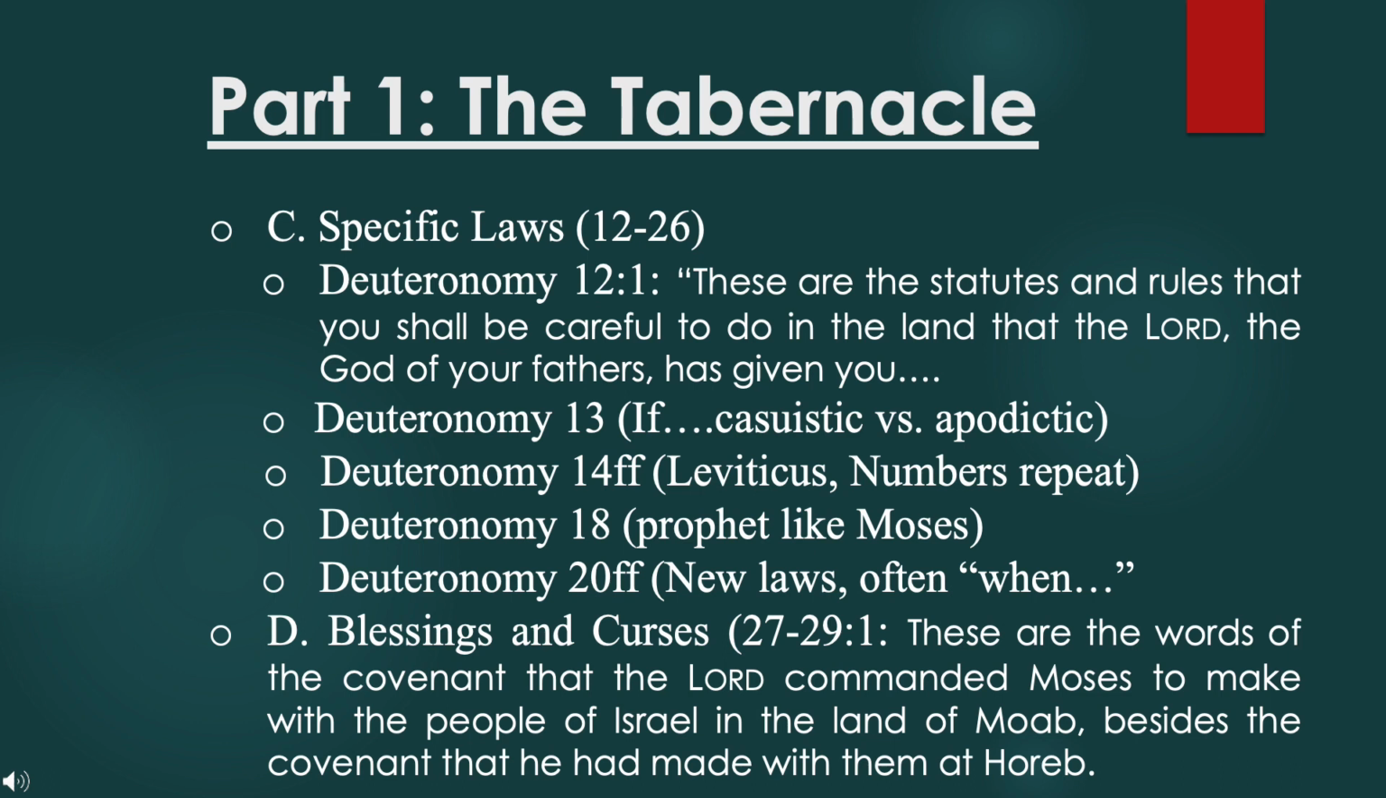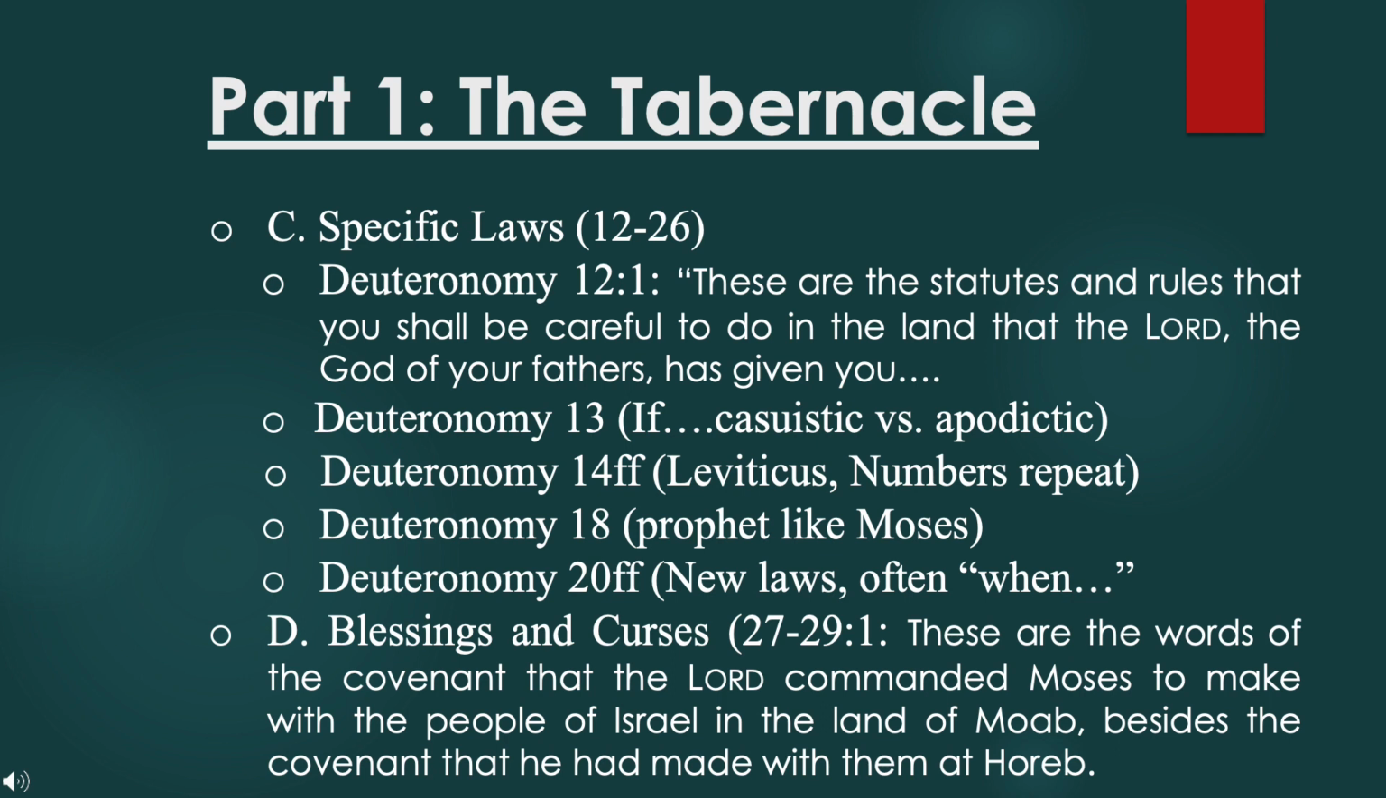Chapter 14 and following really contains a lot of information that's found in Leviticus and Numbers. Unclean animals, cities of refuge, etc. Deuteronomy 18 is famous because it talks about a prophet like Moses, later fulfilled in Christ as the great prophet, but even fulfilled in the other prophets that would come prior to the time of Christ.